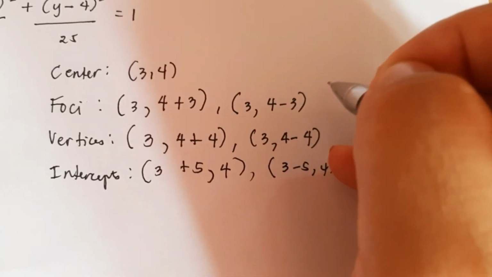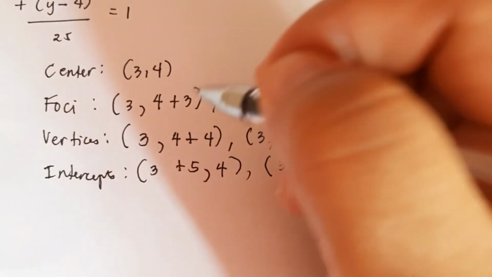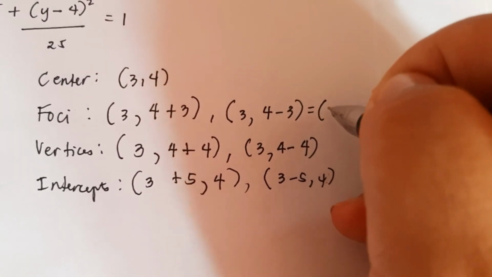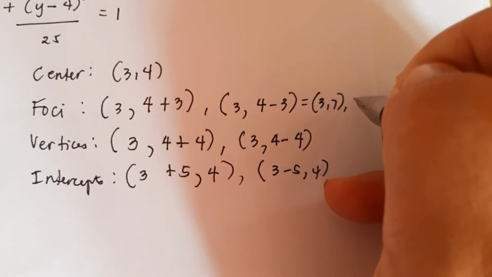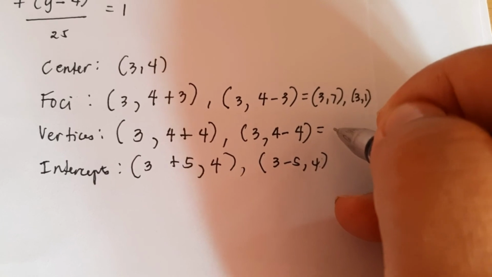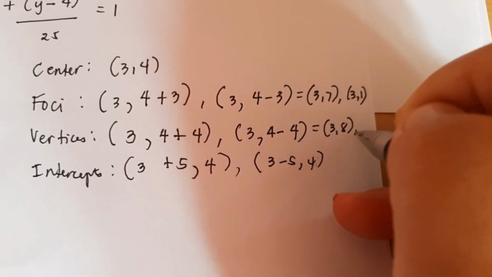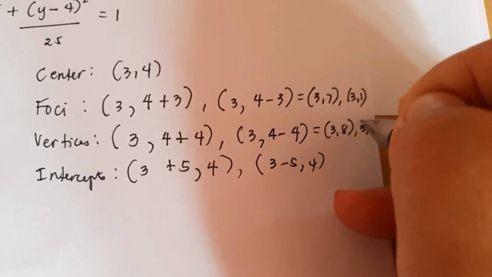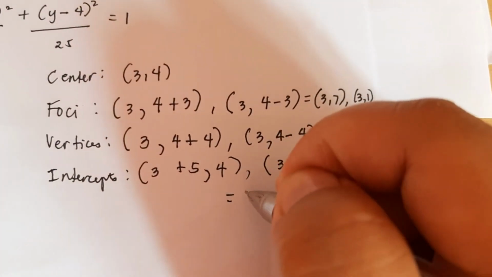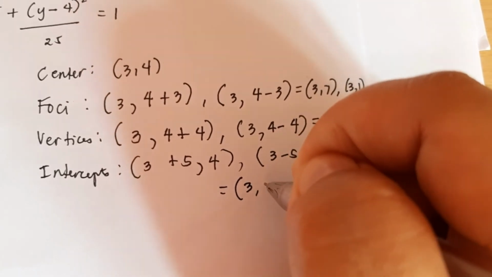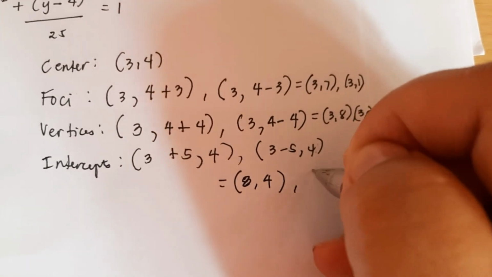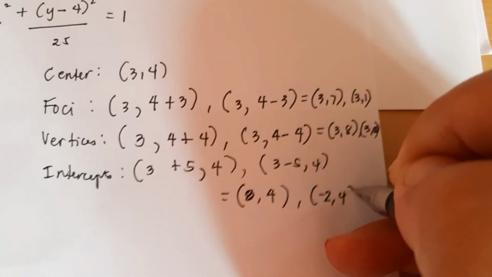So, therefore, ang sagot sa foci ay (3, 7) and (3, 1). Ito naman, sa vertices, (3, 9) at (3, negative 1). And dito, sa intercepts ay (7, 4) and (negative 1, 4). Ayan.